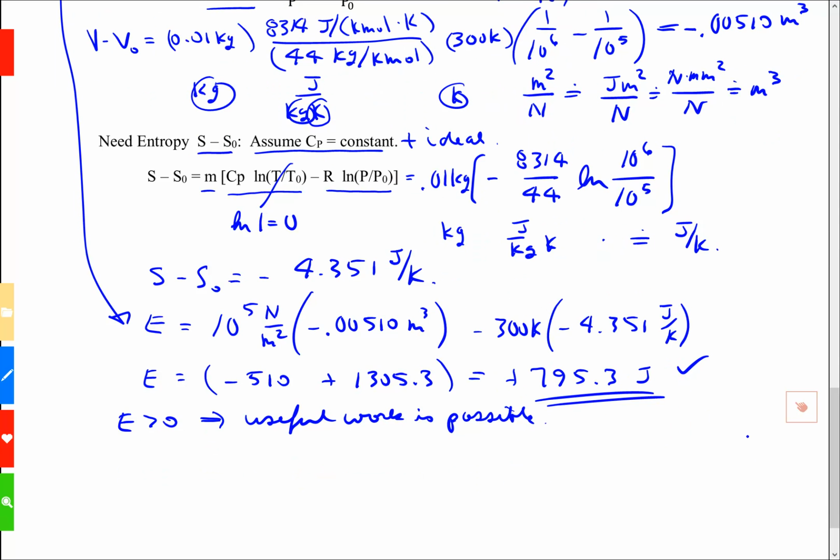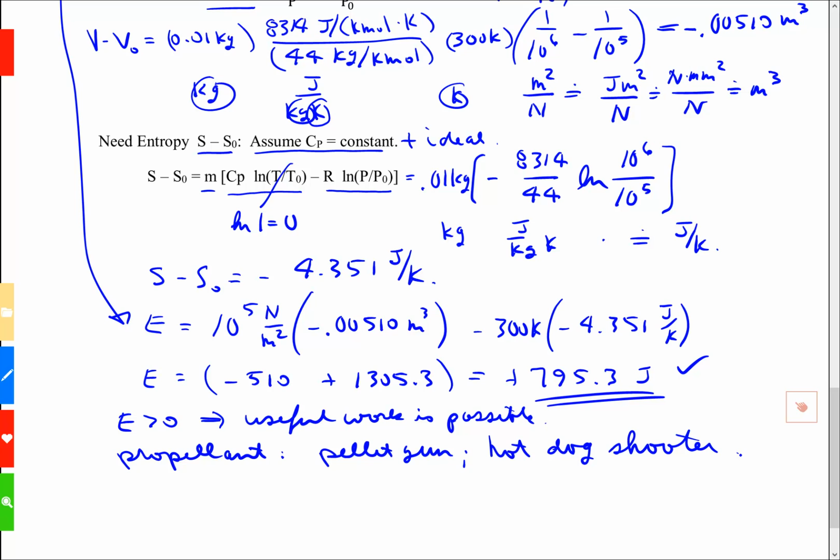Now, what is gas in a tank used for? CO2 in a tank is often used as a propellant. For example, for a BB gun or a pellet gun. But another use, at my school anyway, is for the hot dog shooter at the football games. I had a conversation several years ago with the meat seller that shoots the hot dogs to the students, and he said, the students are high up in the stands, how can I shoot this thing farther?